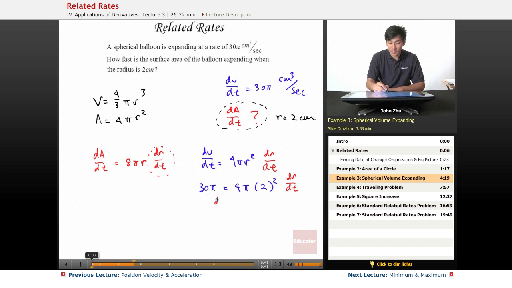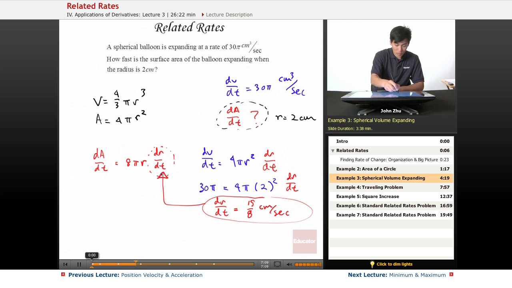Well, we can now solve for dr/dt, which is just simple arithmetic. So dr/dt, solving for this, is 15/8 centimeters per second. So now we can definitely apply this to here, zooming out, and looking for dA/dt. So dA/dt equals 8 pi r, which is 2 centimeters, times 15/8 centimeters per second. And multiplying everything out, we get 30 pi centimeters squared per second.